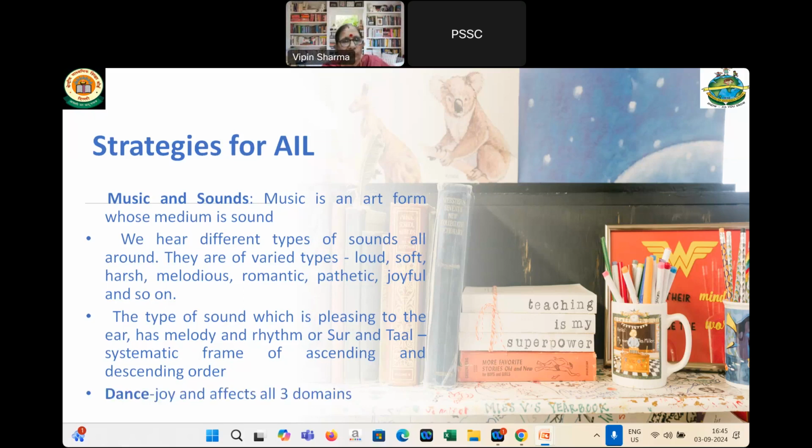Okay? Dance, joy and affect all three domains. What are the three domains? Can you put in the chat box? What are the three domains? You can put the first letter also, if you know. Fast, quickly. Who will write? Let me see. What are the three domains? Thank you, Janada. What are three domains? Remember, I'll remind you otherwise. I won't leave you. Okay, I'll tell you. The three domains are CAP. C-A-P, CAP. Okay.